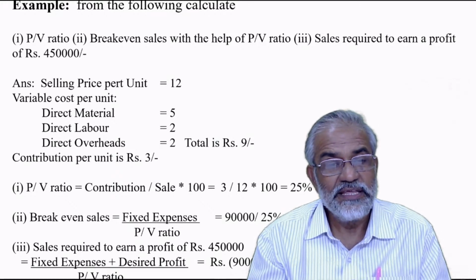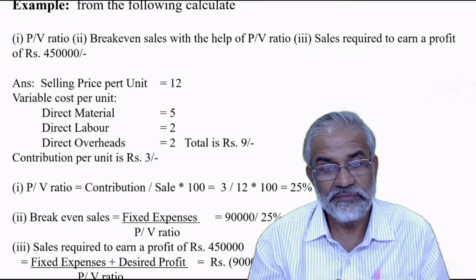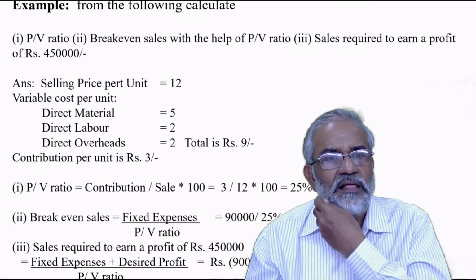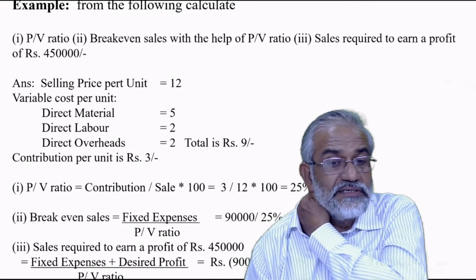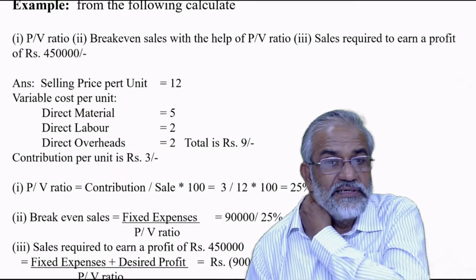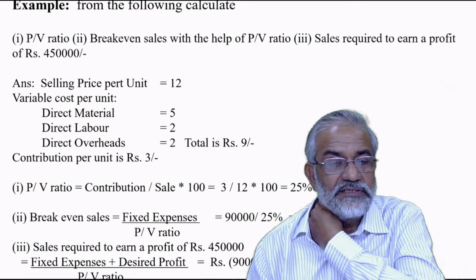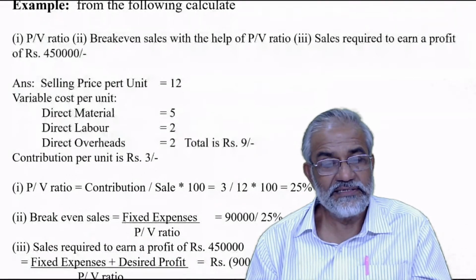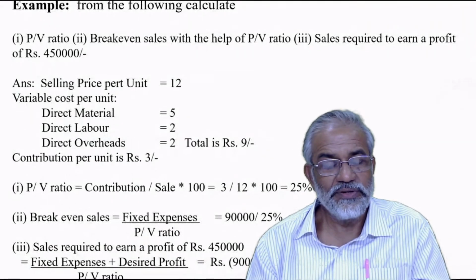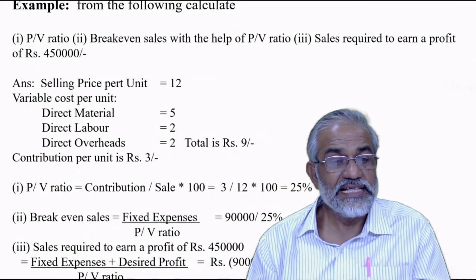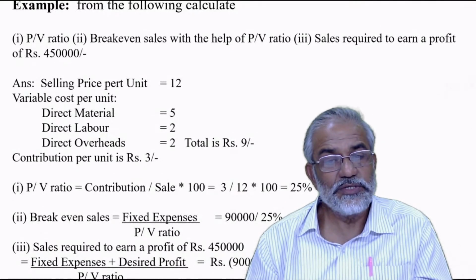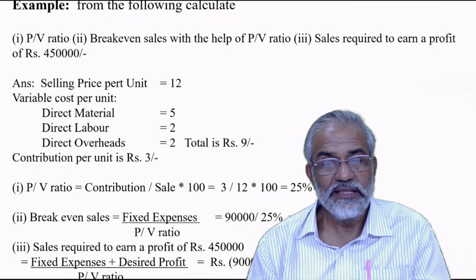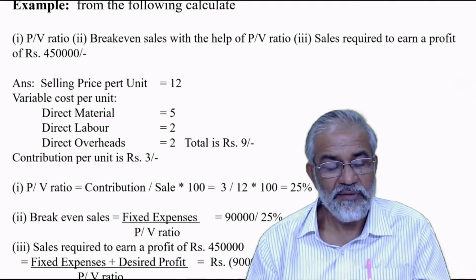And the break-even sales would be the fixed expenses divided by PV ratio. Fixed expenses is 90,000 here. So 90,000 divided by PV ratio, 25%, that is 3,60,000. So 3,60,000 is the break-even sales. That means the sale proceeds to be realized when there won't be any profit, there won't be any loss. And the sales required to earn a profit of rupees 4,50,000. If the desired amount of 4,50,000 is in our hand, then what should be the volume of sales or the amount of sale proceeds?